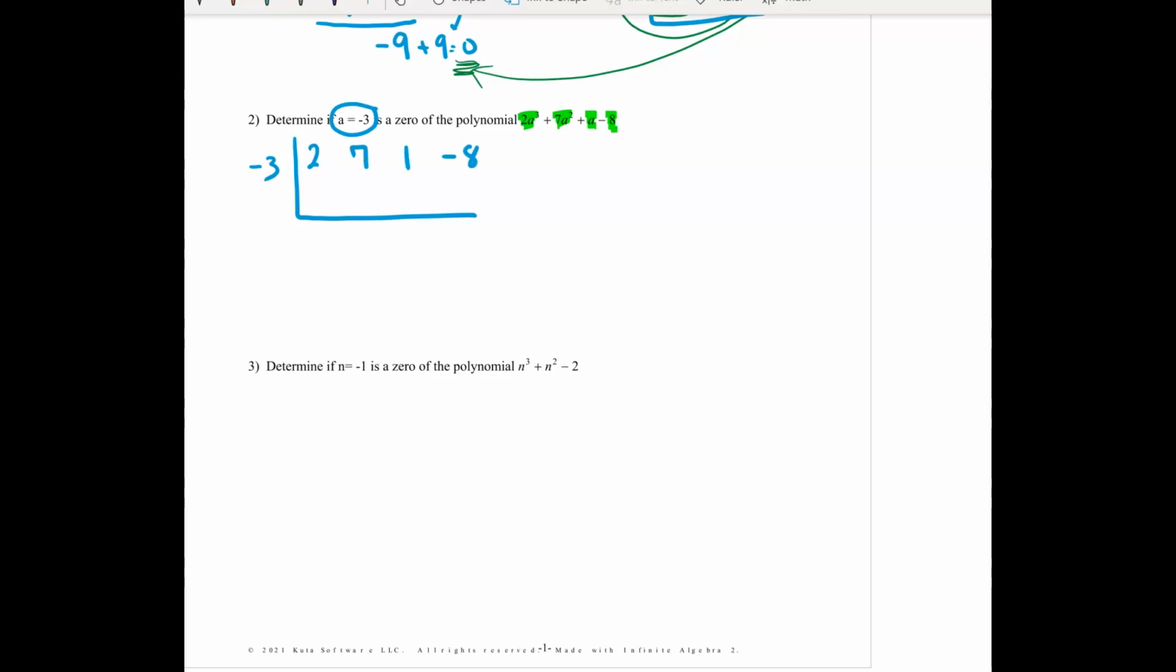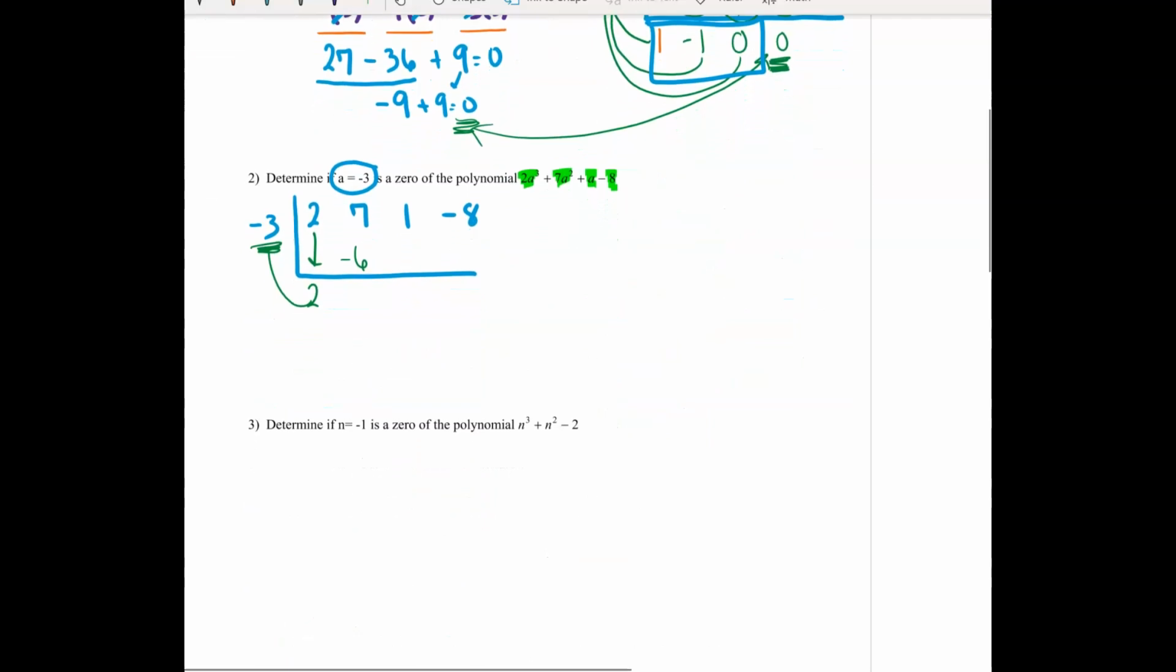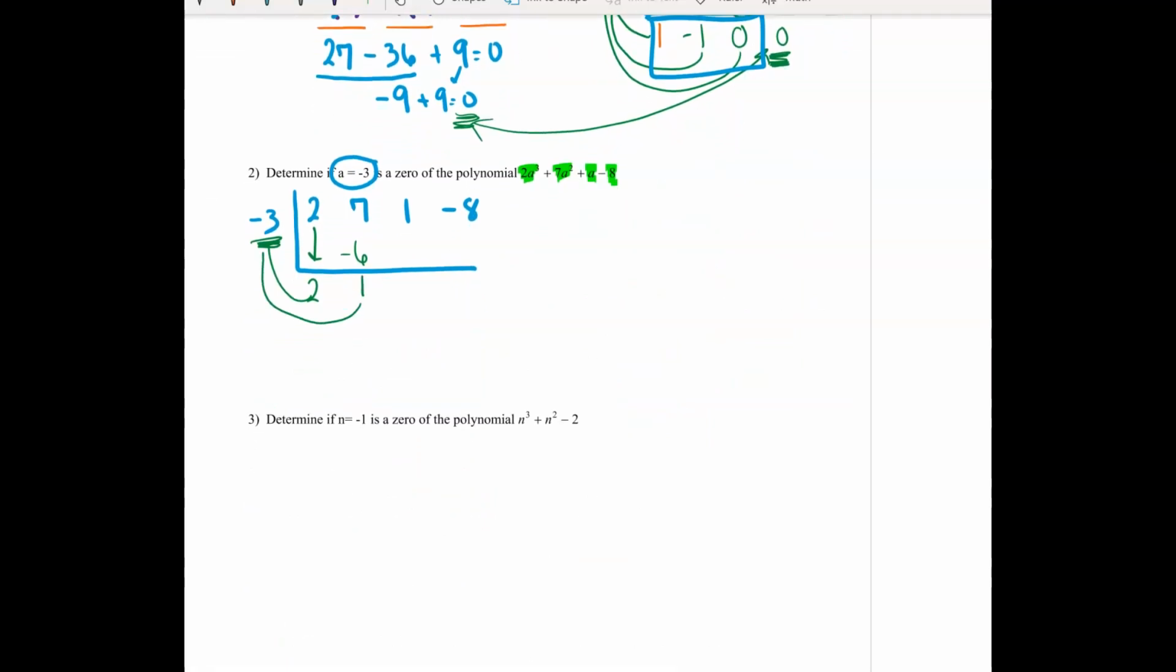And then I start by bringing the first number down, and then this -3 becomes the number I always multiply with. So again, I wouldn't normally draw these loops, but I will for the video. So 2 times -3 is -6, add those up, and I get a 1. 1 times -3 is -3, so I write that down, add this column up. -2 times -3 is 6, and when I add these up, I get -2.